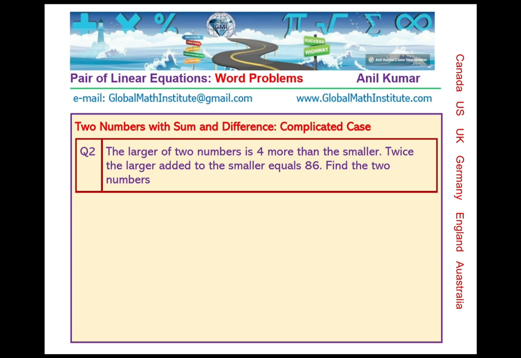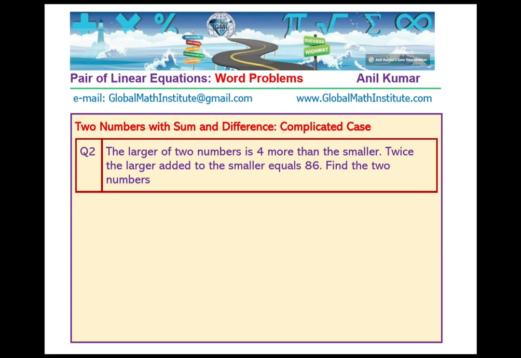Similar type, it says the larger of the two numbers is 4 more than the smaller. Twice the larger added to smaller is 86 this time. Find the two numbers. The idea of having a similar question is, if you have understood this strategy, pause the video, answer. If not, try to understand once again.